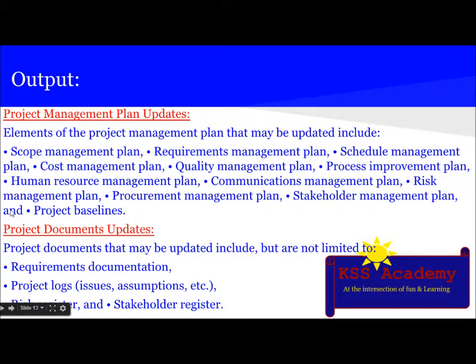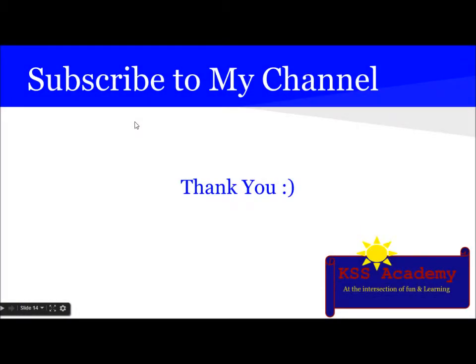The next output is project management plan updates and project document updates. The following plans are updated: scope management plan, requirements management plan, schedule management plan, cost management plan, quality, process improvements, human resource, communication, risk, procurement, stakeholder management plan, and project baselines. Project documents that may be updated are the requirements document, project logs, which contain issues and assumptions, risk register, and stakeholder register.